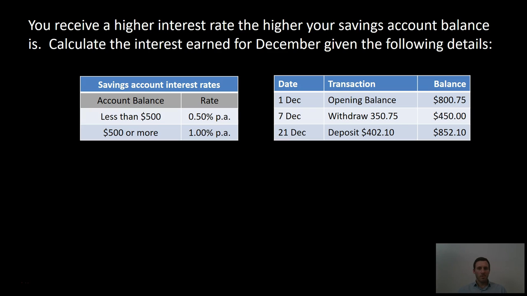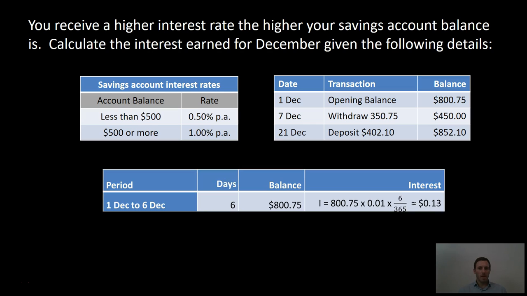Let's look at another example. This time the bank pays a higher interest rate for a higher account balance as an incentive to keep your savings with them. Again, we need to break the periods down into the number of days. The opening balance is $800.75. The first period is 6 days.